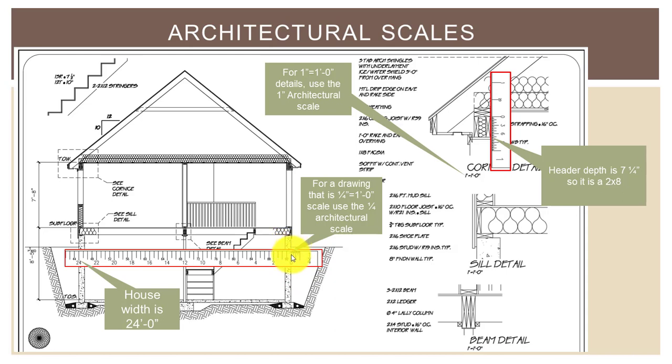If you line the 0 up with the outside of the foundation wall and go all the way over to the other foundation wall, the 24 lines up, and that just shows you that that foundation is 24 feet wide, which is given down here.